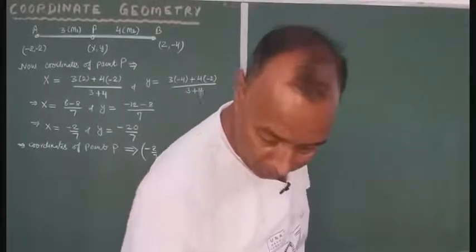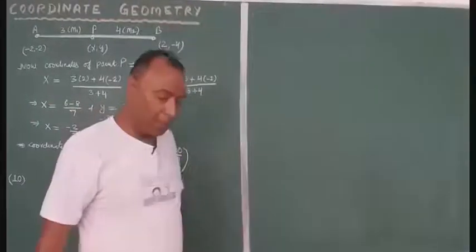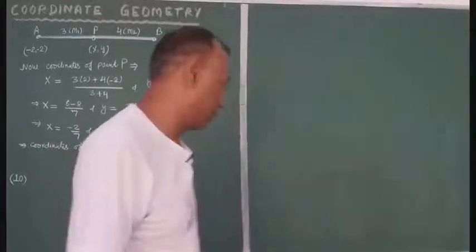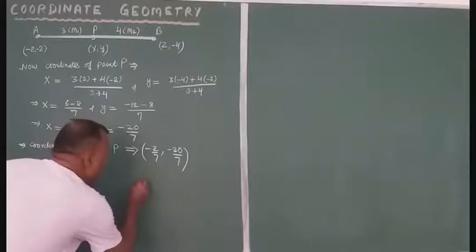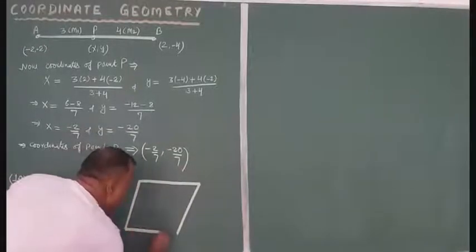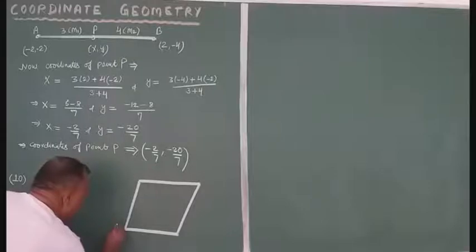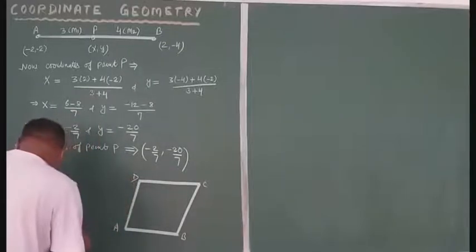Now this is question number 10. Find the area of the rhombus if its vertices are 3 comma 0, 4 comma 5, minus 1 comma 4 and minus 2 comma minus 1 taken in order. This is the rhombus ABCD, and these are taken in order.